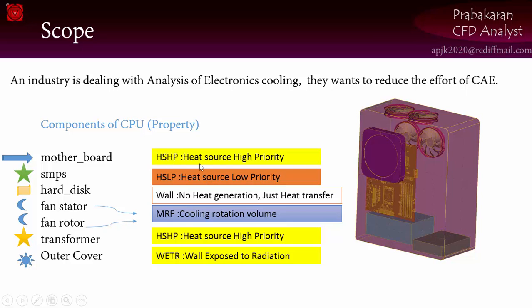Within a CPU it is producing high heat, so it is a heat source, and we need to give high priority to the regions near this motherboard. Likewise, SMPS is a heat source with a lower priority, whereas the hard disk is not generating any heat at all.